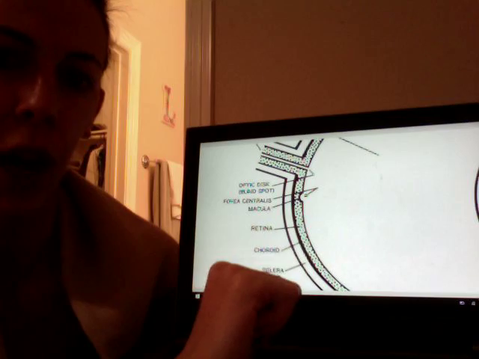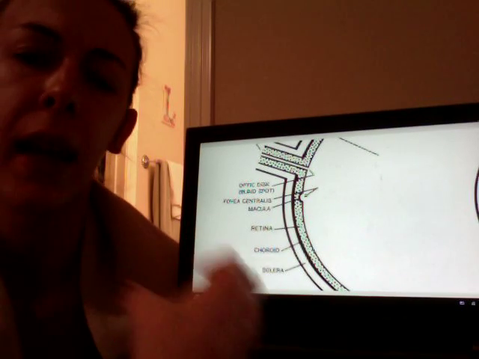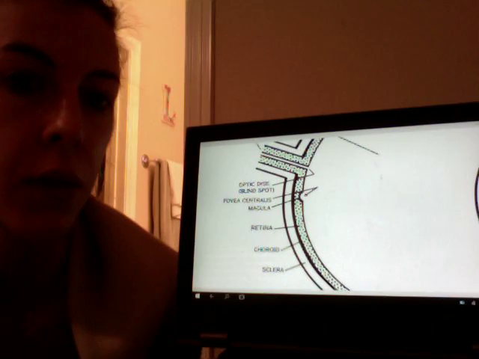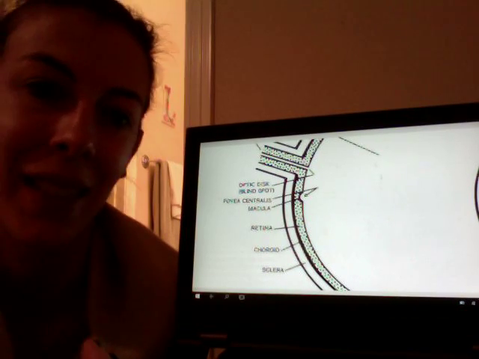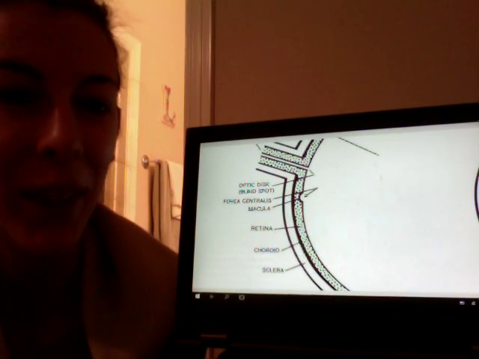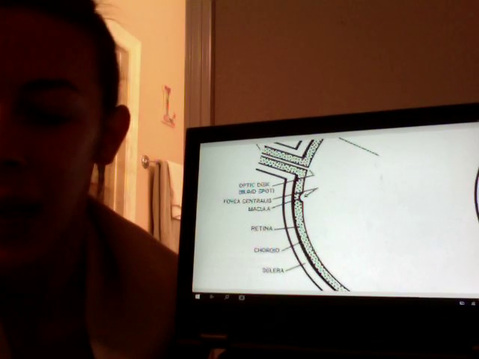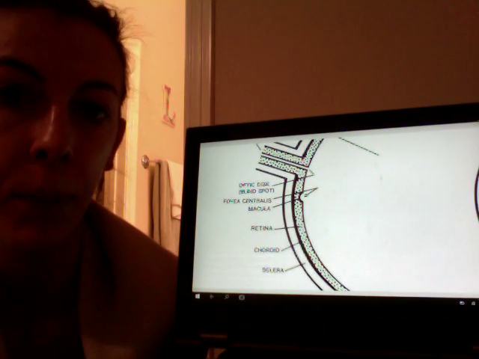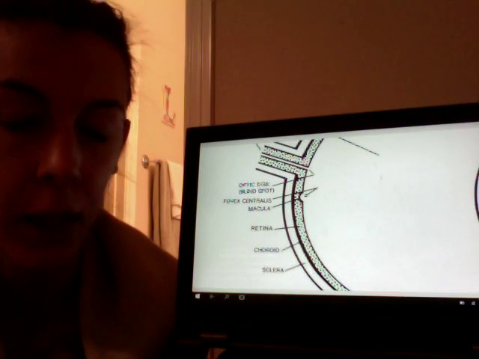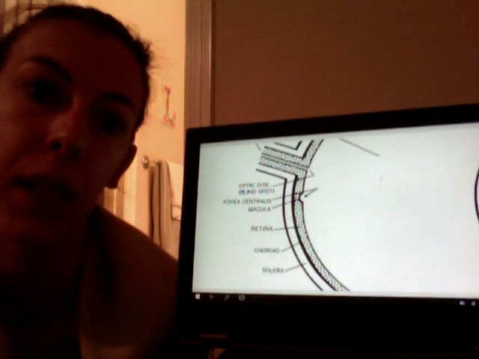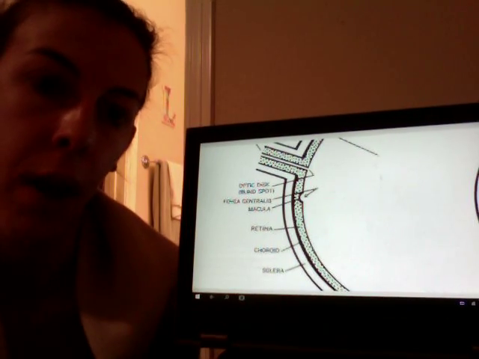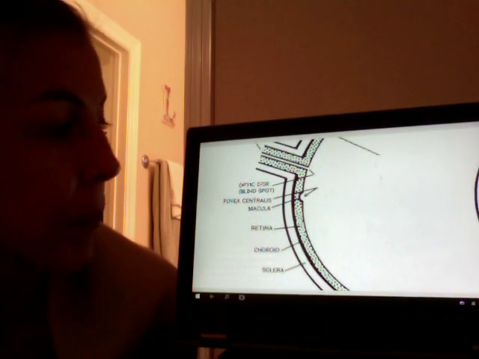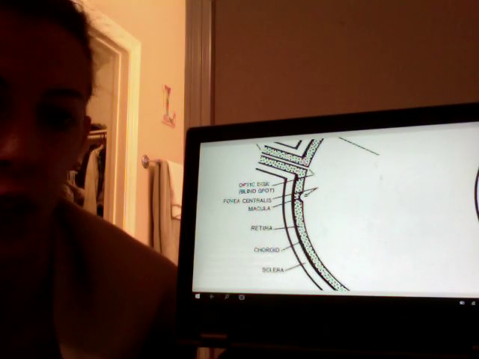In the middle of the macula is something called the fovea centralis. The fovea centralis is the center of the macula, and it's extremely dense with a photoreceptor called cones. Cones are the photoreceptor that allow us to see color. So there's red, green, and blue cones. A common form of color blindness is red-green color blindness. That means that person might be missing either red or green cones, which is very interesting. So that's the fovea centralis.